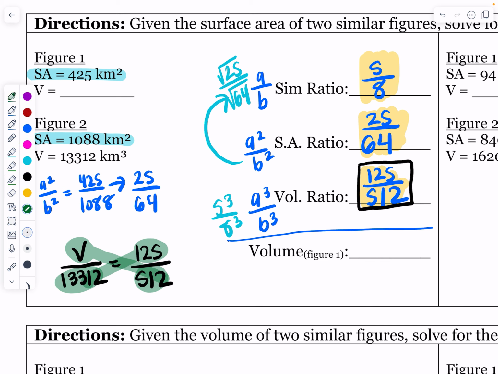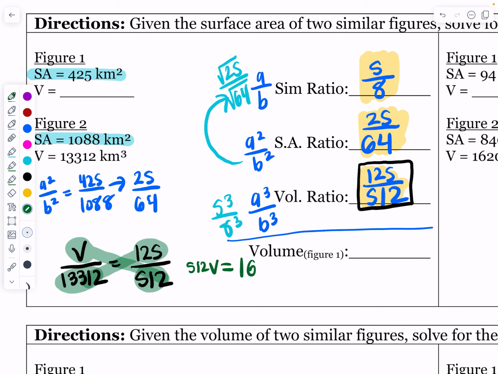So that is going to give me 512 V equals 13,312 times 125. I'm so sorry, y'all. That's way bigger of a number than I anticipated. Here we go. I'm going to do 13,312 times 125. That's going to give me this number.